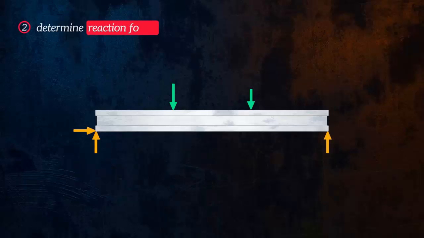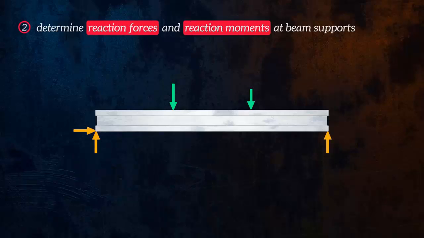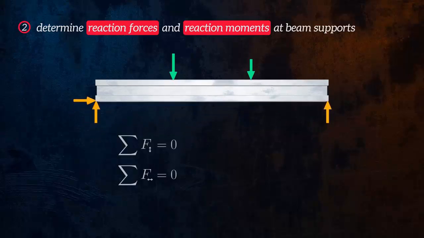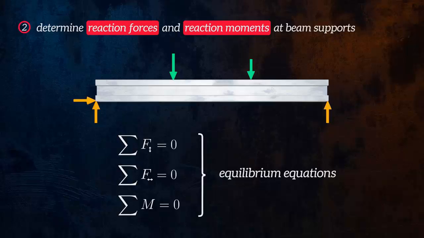The next step is to calculate the magnitude of the reaction forces and reaction moments at all of the beam supports. We do this using the concept of equilibrium. To maintain equilibrium, all of the forces in the vertical and horizontal direction should cancel each other out. Similarly, all of the moments acting at every point along the beam should cancel each other out. This gives us a set of simple equations we can solve to calculate the reaction forces and moments.